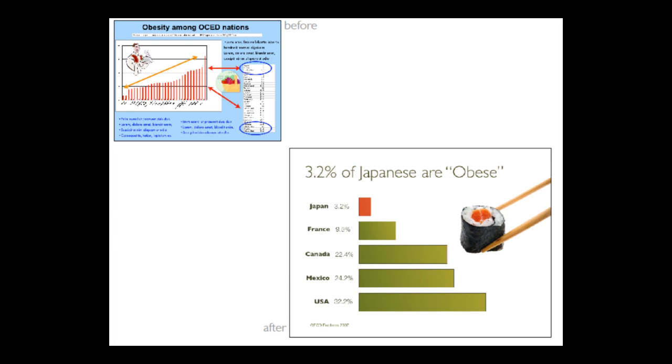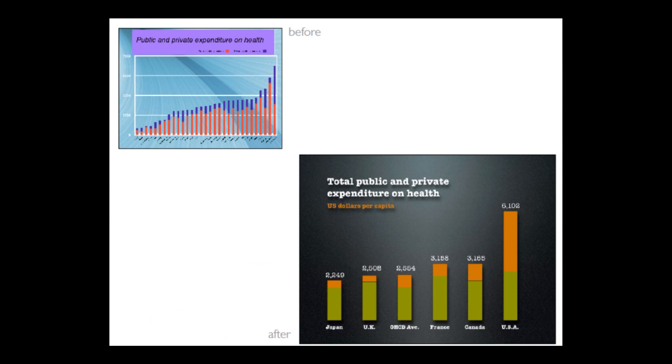This example and the next couple of examples come from a book called Presentation Zen by Garr Reynolds, who really stresses the Zen of creating visual aids and stresses the concept of simplicity. If you look at the after slide, it's very obvious what the point of the slide is, that the Japanese are very thin and Americans aren't. Maybe it's because they eat sushi, maybe not. The point is, it's easy to tell very quickly what the point of the slide is and the information on it. Let's look at another example.